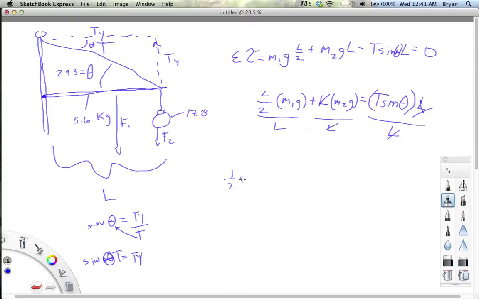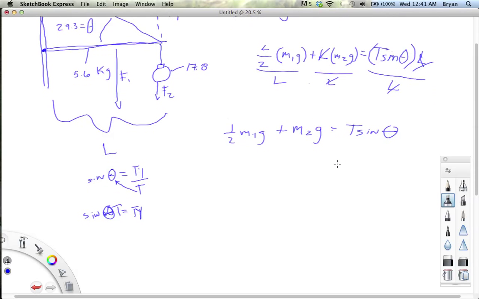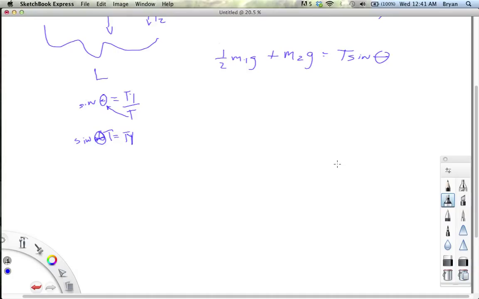Okay, so we get 1 over 2 M1G plus M2G equals T sine of theta. I hope you guys are following. I know it's getting kind of messy. This is a longer problem, so I apologize. Actually, I shouldn't be apologizing because it's a long problem.